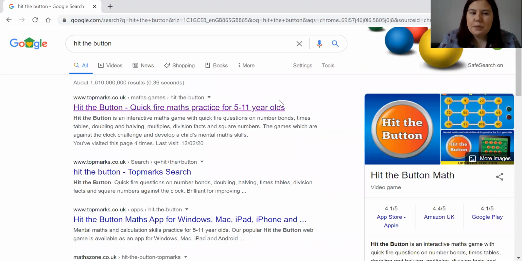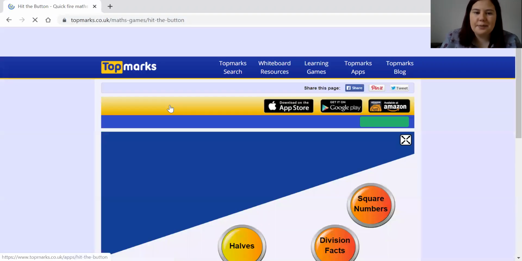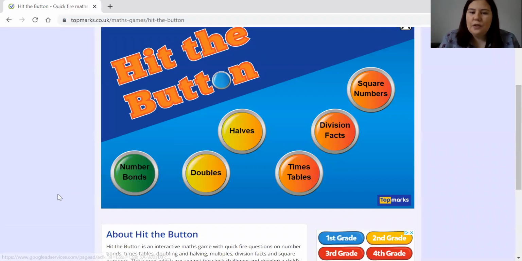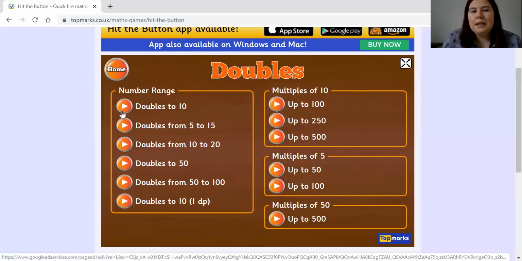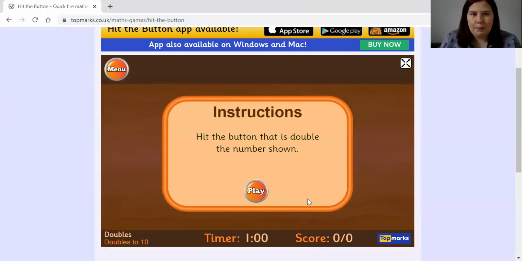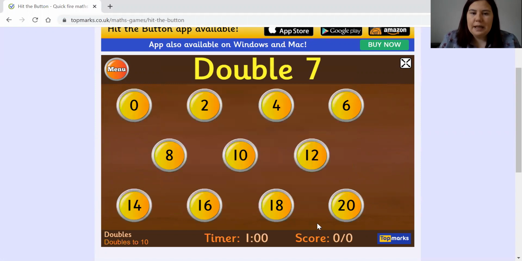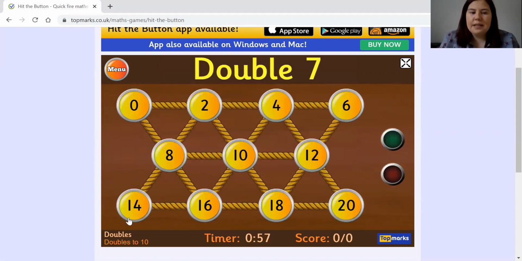Okay, and then the first one comes up, it's a Top Marks game, and you're going to click on it. And then you are looking for the one that says doubles, which is this one down here. You will click, and then you will access the number ranges. So you're looking at the first 3 only. If you want to continue up to 50, then you can, but that's going to be very, very tricky, and you might need some help from your mummies or daddies, okay? But all I would like you to do is doubles to 10, doubles to 15, and doubles 10 to 20, okay? So you'd click on it, and then the game would begin, okay? You click play, and then you do double. So double 7, 7 and 7 is 14, and you keep playing as so, okay?